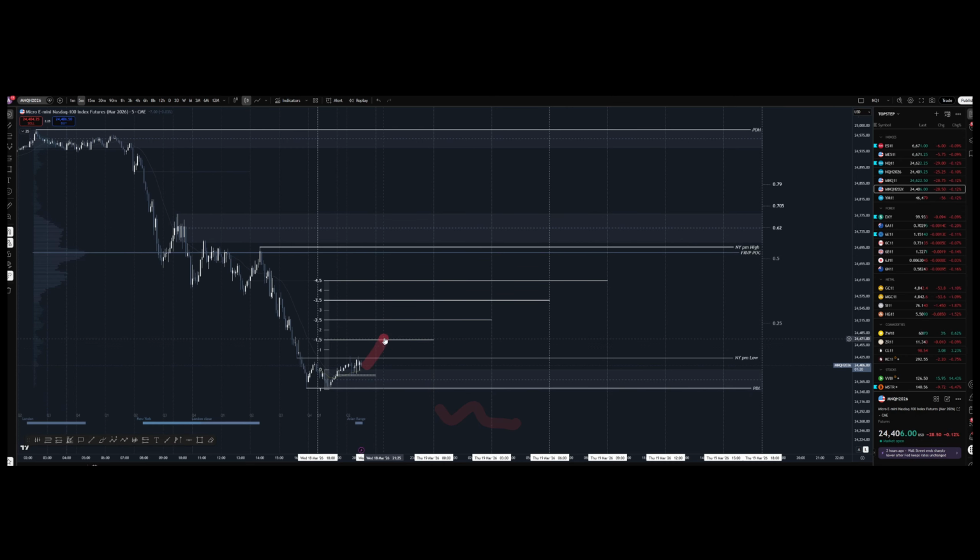But ideally, the best play is for it to come back up, create all this internal liquidity, get a manipulation up here, and then we can do our standard deviation from up here somewhere, and we can align these with all of the lows that are made on the way up.